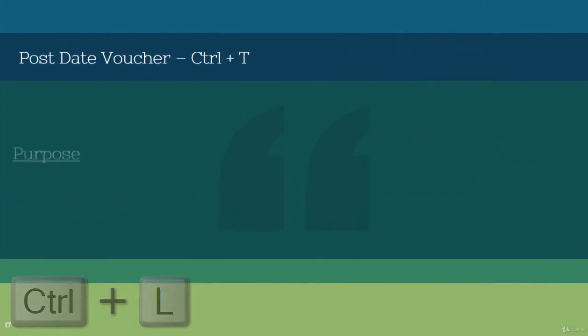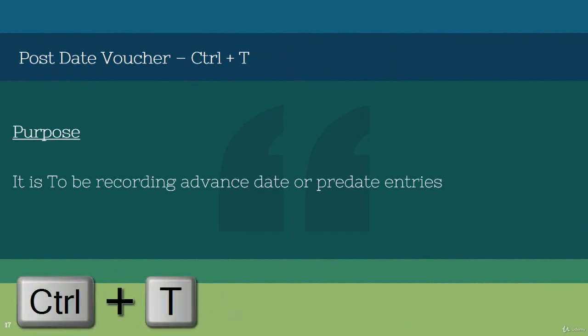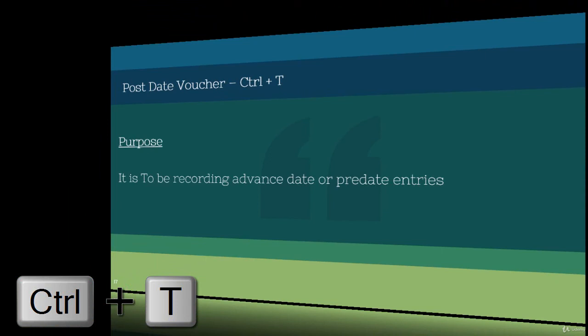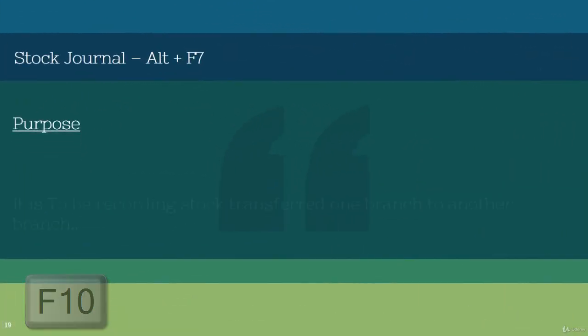The next one is the post-dated voucher. It records advance-dated or pre-dated entries. The shortcut for the post-dated voucher is Control plus T. The next one is the reversing journal. The shortcut is F10. If you are going to record anticipated expenditure and income entries into the books, this voucher is called the reversing journal. If you press the F10 key, the reversing journal will be activated.